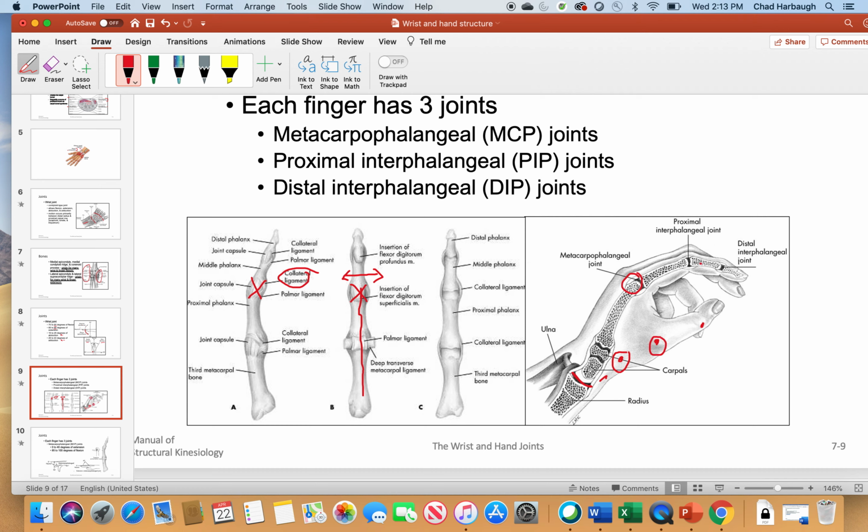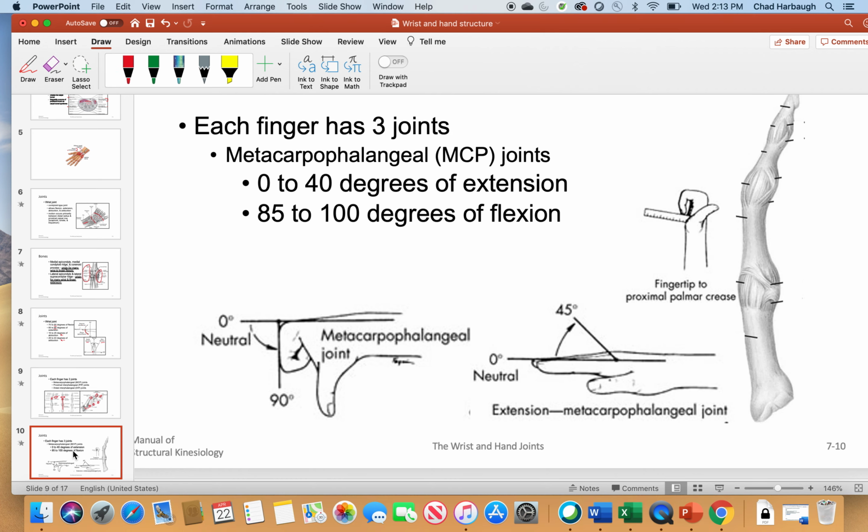The thumb has one also. In the fingers, we have the proximal interphalangeal joint. The thumb has one also. And then in the fingers, we have the distal interphalangeal joint, and you can see that it's missing in the thumb. So the thumb has the carpal metacarpal joint, the metacarpal phalangeal joint, and the interphalangeal joint, but it does not have the distal interphalangeal joint.